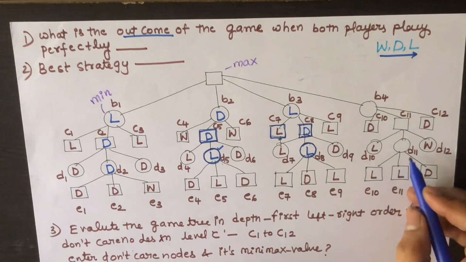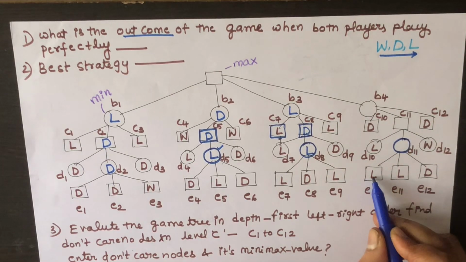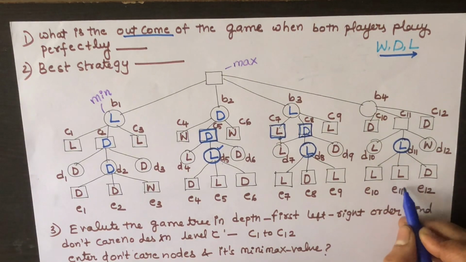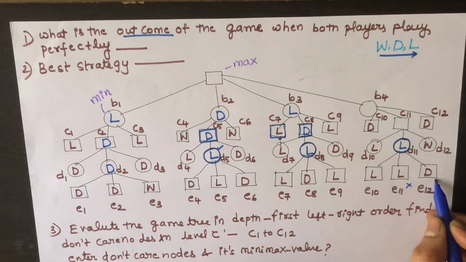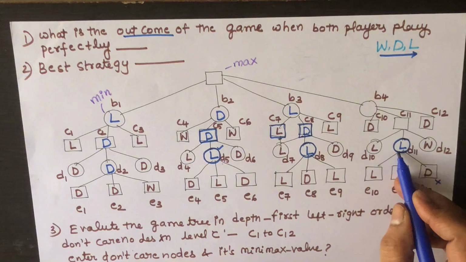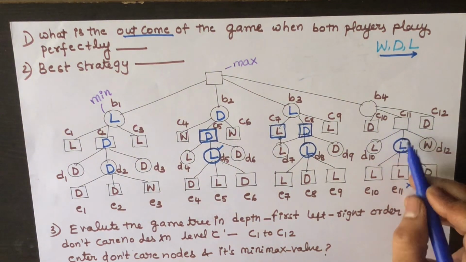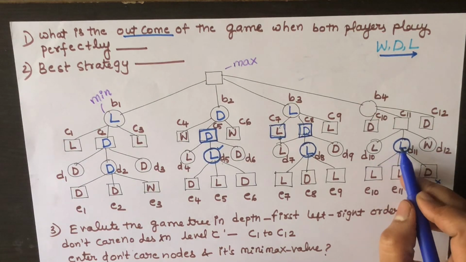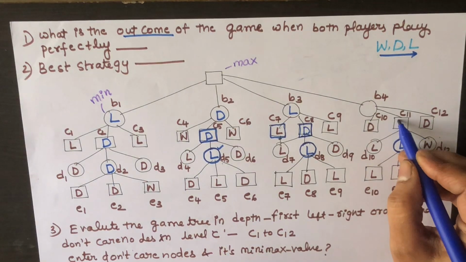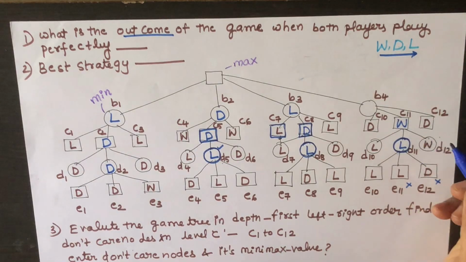So solve this branch also. D11 is the minimum node. L is the minimum, so it selects E10. It does not select E11 and E12. It selects L from E10. And the max node selects the maximum value. If it is a minimum value, it goes to the next node, the maximum value, D12. That is the maximum value, W. Win is the maximum value.